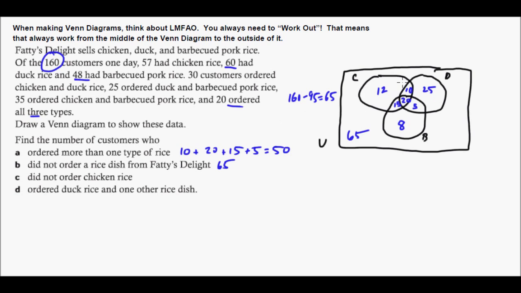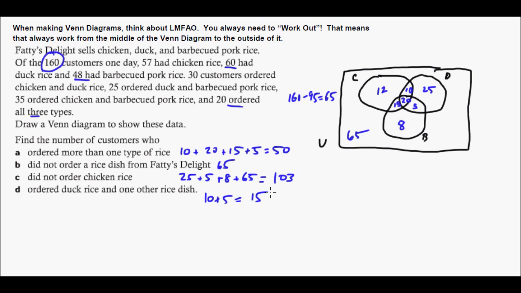Did not order chicken rice. So here's chicken rice. So it's going to be 25. You just take everything that's not in there. Plus 5, plus 8, plus 65. Excuse me. So that's going to be 103. Make sure you count the outside one. Ordered duck rice and one other rice dish. Well, duck rice and one other would be right here and right here. So that's just going to be 10 plus 5, which equals 15. And you're good to go. So that was pretty straightforward.